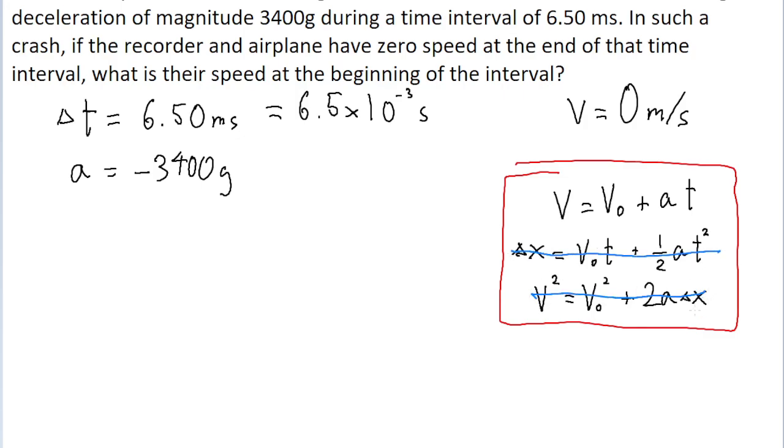So the best equation for us to use in this case is the first equation, the speed equation, v equals v0 plus at, because it has the three variables that we know, t, a, and v, and it has the variable we want to find, v0. So let's take this equation and algebraically rewrite it to solve for v0. To do so, we want to get v0 on its own, so we'll just subtract at from both sides of the equation. And what we find is that v0 is equal to v minus at.